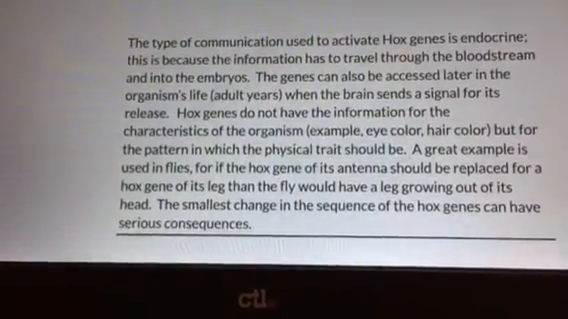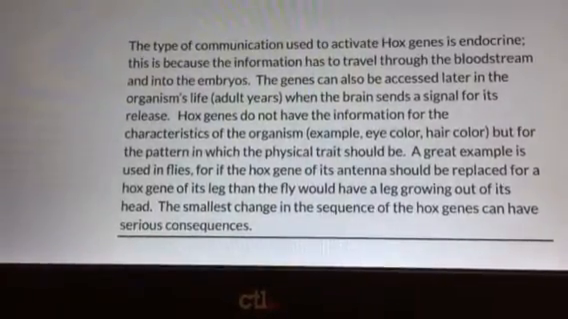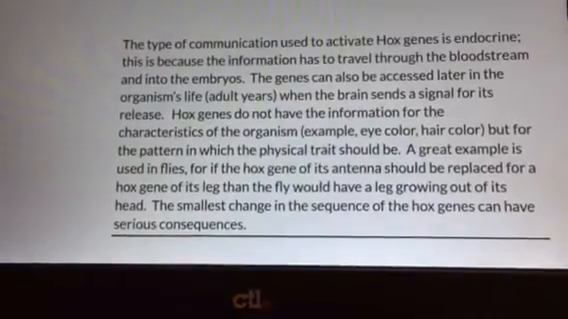Hox genes do not have the information for the characteristics of the organism, for example their eye color or their hair color, but for the pattern in which the physical trait should be.